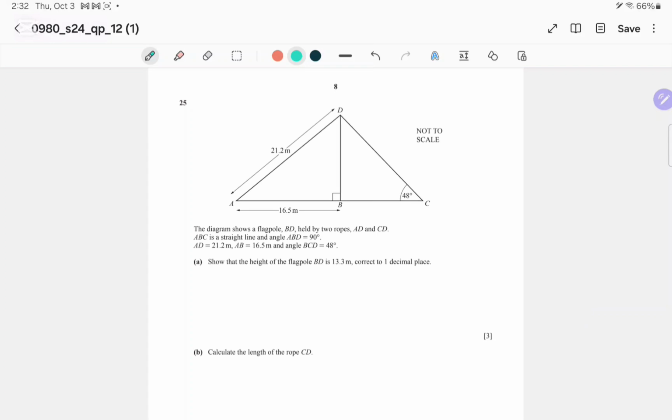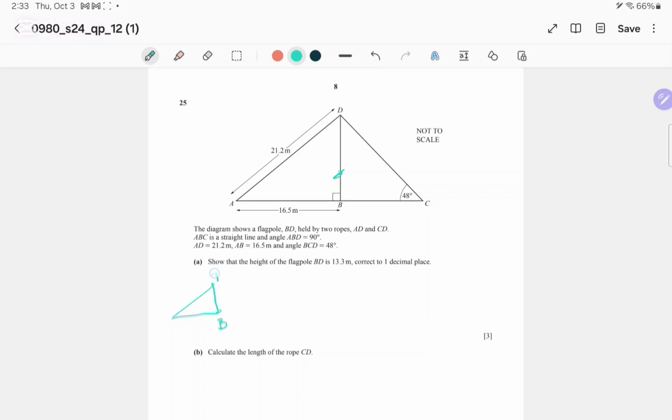Next question, 25th. The diagram shows a flagpole BD. This is one vertical line held by two ropes AD and CD. Okay, ABC is a straight line. ABD is 90 degrees here, and AD is 21.2, AB is 16.5. Angle BCD is 48 degrees they have given. Now what we have to calculate: show that the height of the flagpole BD is 13.3 correct to one decimal place. So I will draw the diagram separately. This part alone.